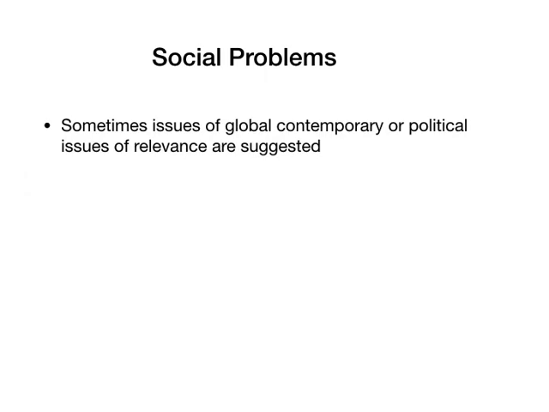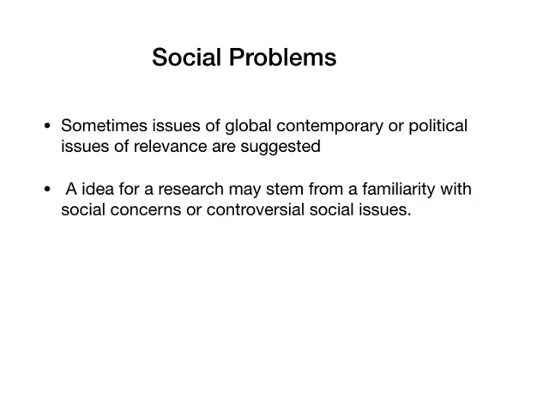Now, explaining the social problems. Sometimes issues of global, contemporary, political issues are suggested. We may see problems around us, contemporary, political, economic, and it may provide a very good beginning for our research problem. An idea for research may stem from familiarity with social concerns or controversial social issues. The more you see these controversial issues, the more it will help you in familiarizing yourself with the research problem.